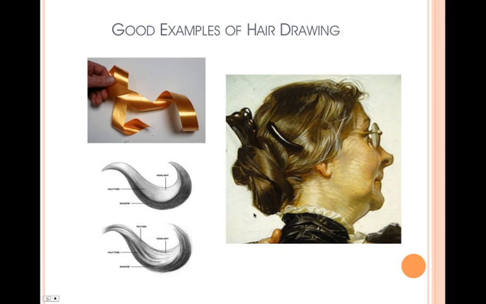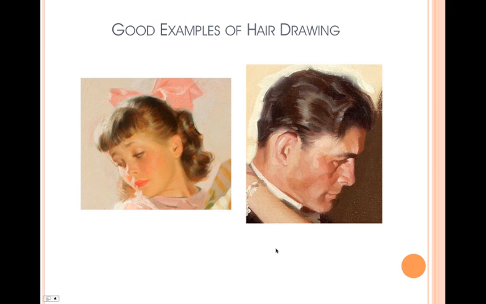A good example is a painting by Leyendecker. As you can see, he put in the big shape for the shadow side while putting smaller shapes for the highlights, and of course the highlight goes across the hair fibers.